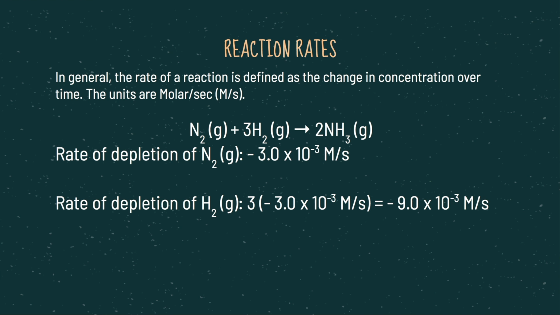For every 1 mole of nitrogen gas used, there are 3 moles of hydrogen gas used. Therefore, we multiply the rate of depletion of nitrogen gas by 3 and get the rate of depletion of hydrogen gas. This is also negative because, like nitrogen, it is on the reactant side.